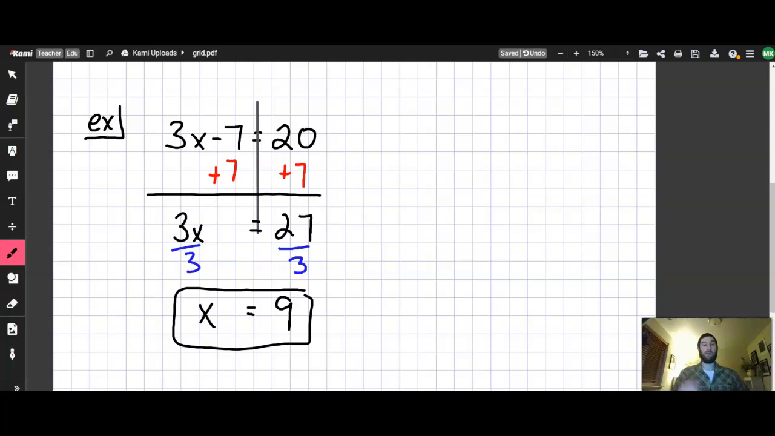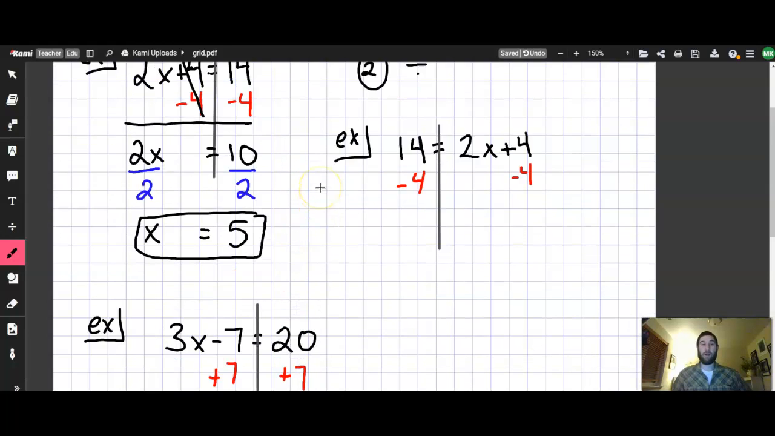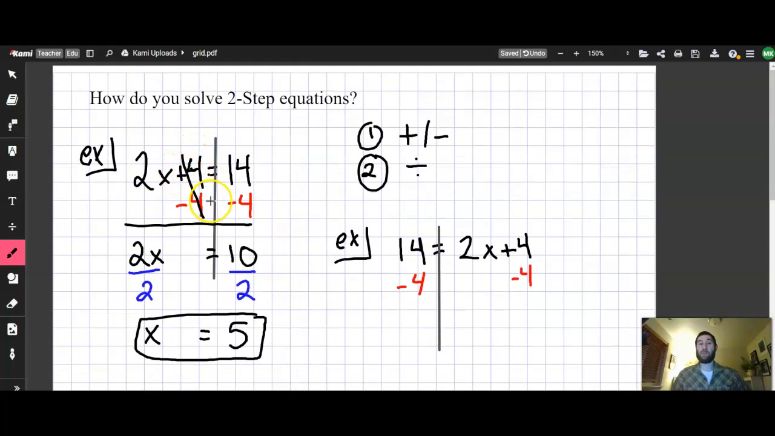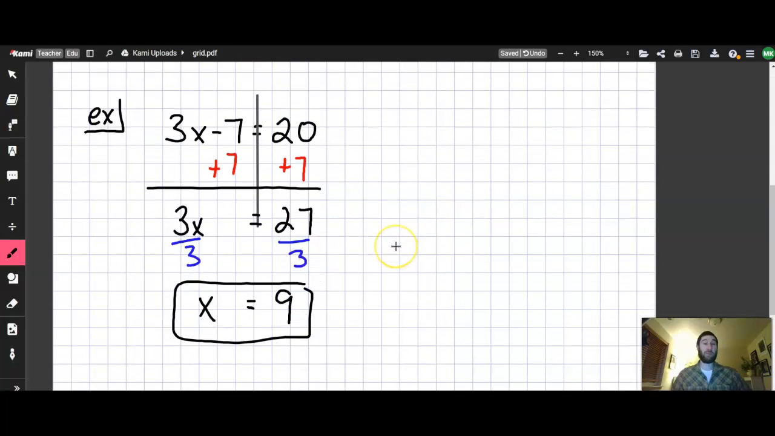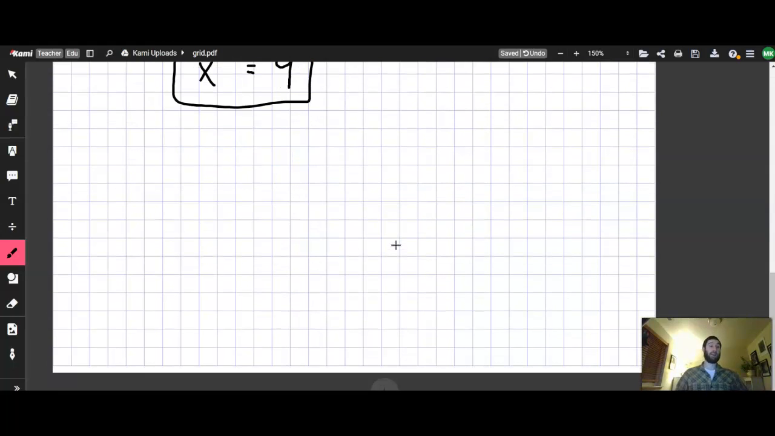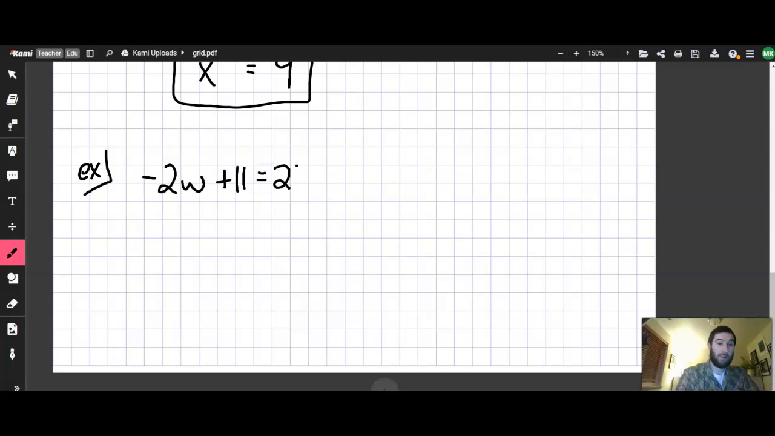Excellent, brilliant, wonderful. So here's an example where we had subtraction and we solved it by adding. Up above, we had an example where we were adding and we solved it by subtracting. Ladies and gentlemen, I have 2 more examples I want to toss at you today. So the first one is this. Negative 2w plus 11 is equal to 27.